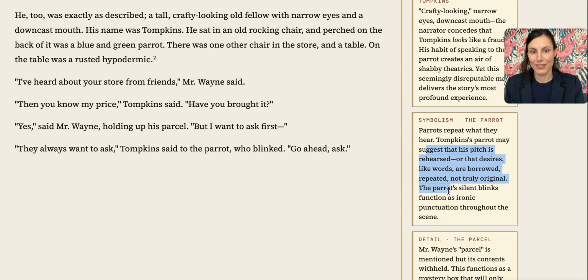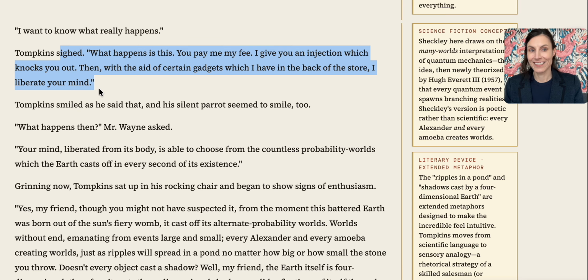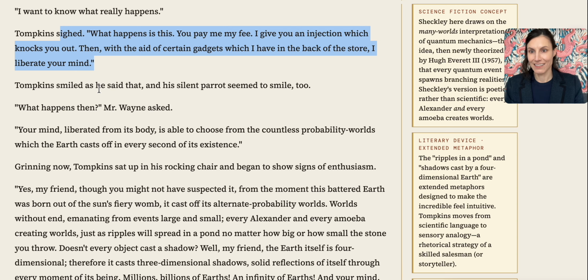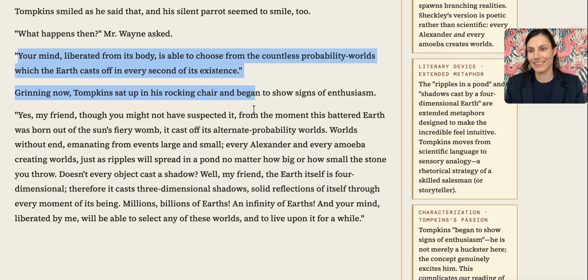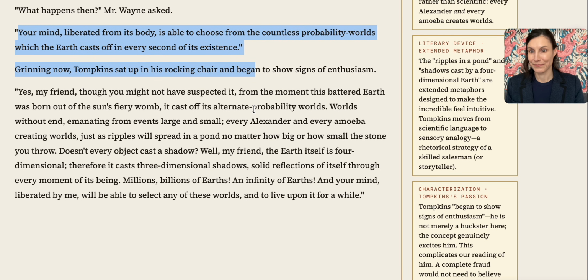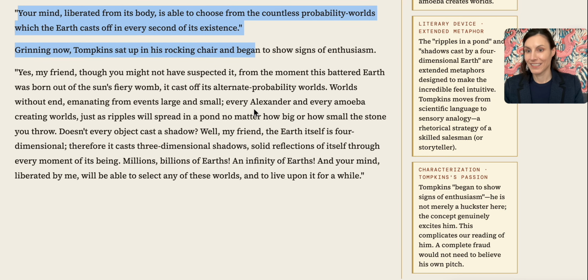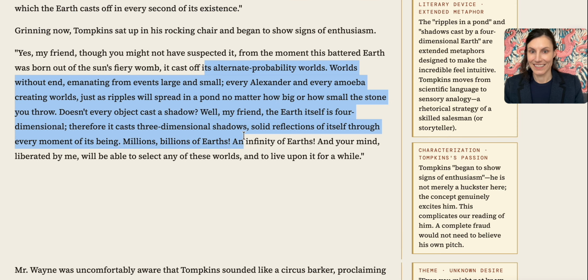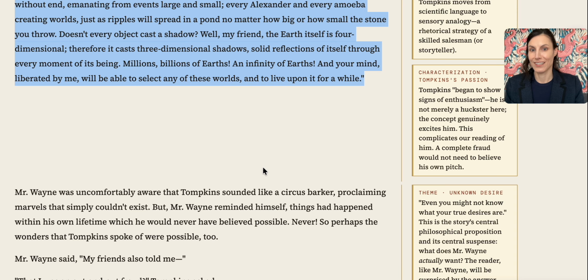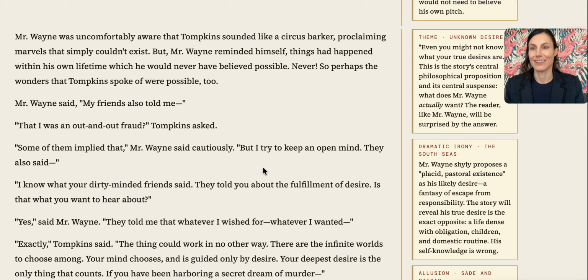Then we're trying to figure out what Mr. Wayne wants to buy. Tompkins says, you pay me a fee, I give you an injection, it knocks you out. Then with the aid of certain gadgets, which I have in the back, I liberate your mind. We don't exactly know, but there are all these different worlds he could end up going to, and it's the world he would desire most. This is the sciencey part, where he says their Earth itself is four-dimensional, casts three-dimensional shadows, solid reflections of itself. Millions, billions of Earths. So that's their explanation.